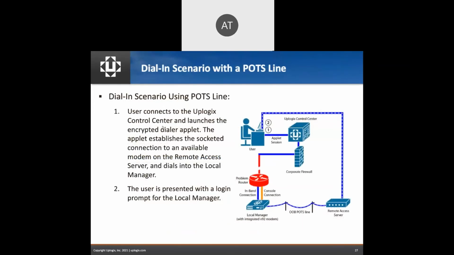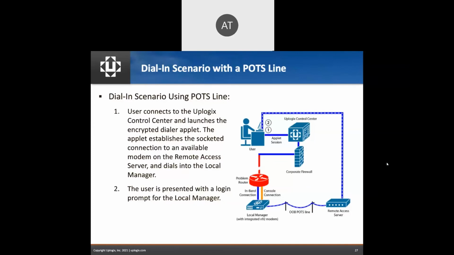Now this is what you guys are actually using for the most part at the VA. You guys are dialing in using the POTS line, and this is just pretty simple stuff. Basically, when you need to dial into an Uplogix for whatever reason, you've got an outage or you're doing a cutover or updates, you go to the control center, and once you configure a phone number for the local manager, you get a dial button that shows up next to the SSH button. And so you hit the dial button, and that connects to a remote access server, or basically a router with a modem in it.